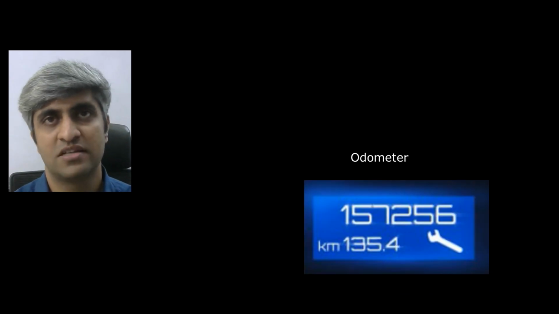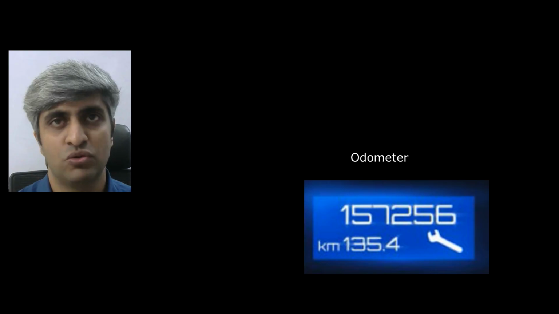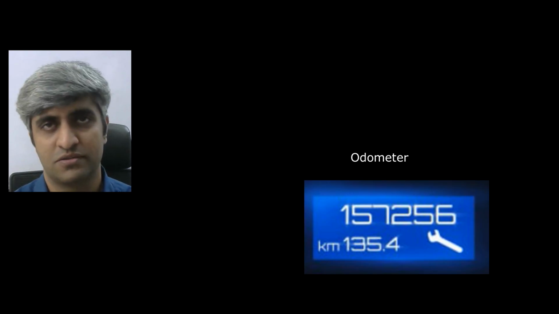Next, the odometer. The odometer is a gauge that shows the total miles you have covered in your car. What do you think it is? OLAP or OLTP?